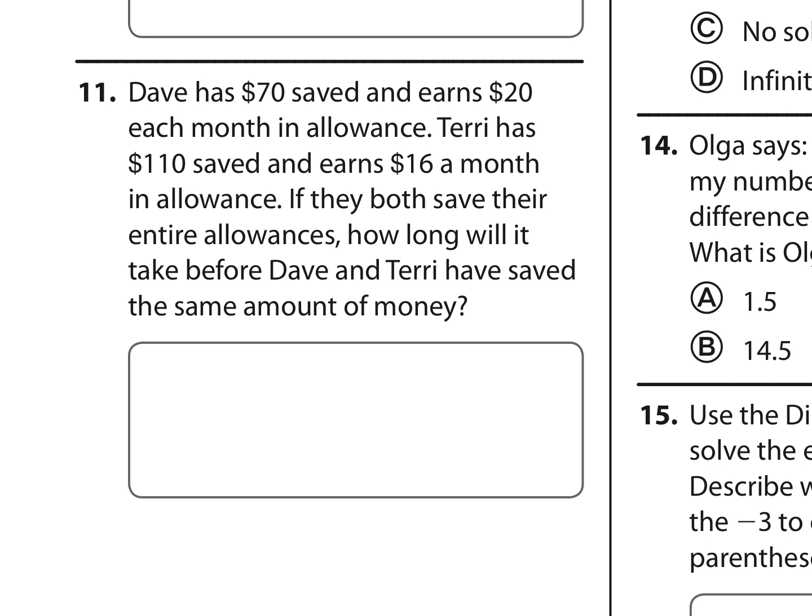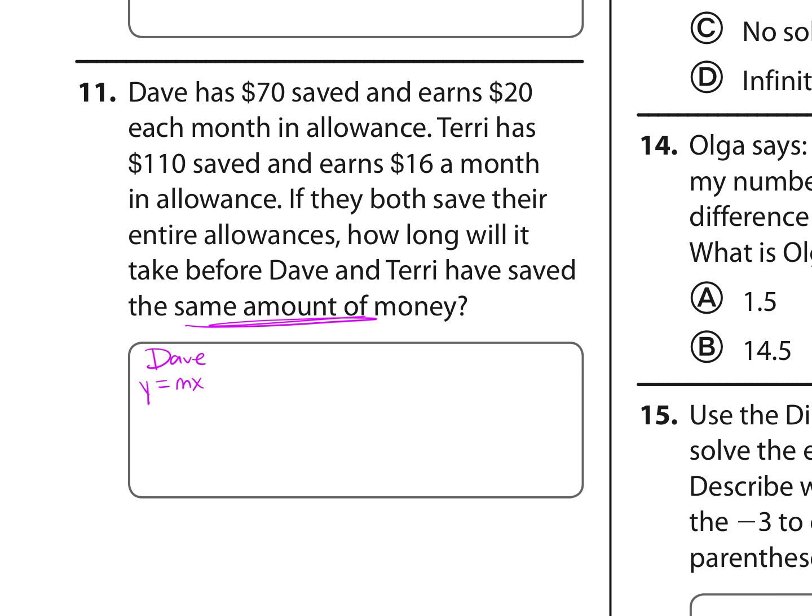Terry has $110 saved and earns $16 a month in allowance. If they both save their entire allowances, how long will it take before Dave and Terry have saved the same amount of money? So we want to know when they have the same amount of money. We are told the amount that they have already saved, and then there's an amount that they add every month. So I'm going to go ahead and start with Dave.